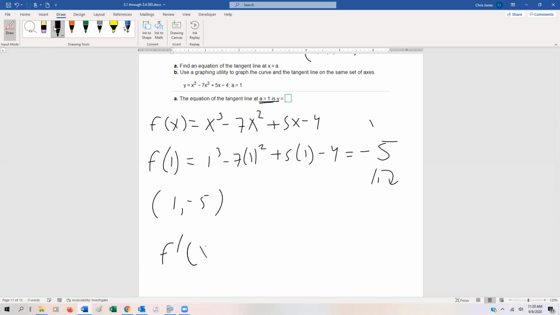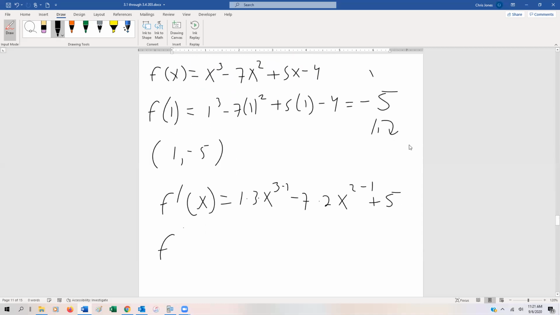f prime of x is going to be equal to, we're just going to use all the derivative rules. So we have 1 times 3 times x to the 3 minus 1, minus 7 times 2 times x to the 2 minus 1, plus 5, because remember the derivative of 5x is just the coefficient 5. And then since 4 doesn't have any x's in it, it's a constant. The derivative of a constant is 0. So our derivative in its simplified form is going to be 3x squared minus 14x plus 5.